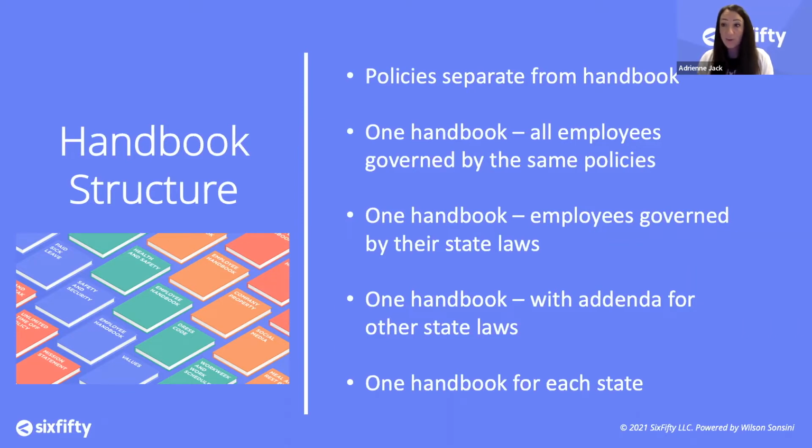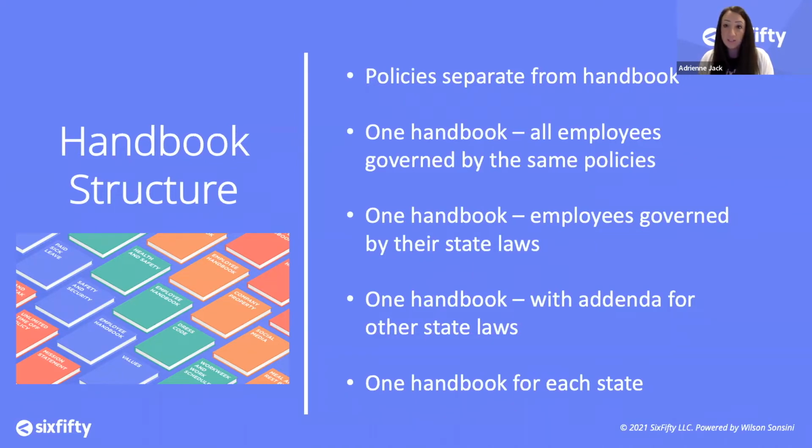The downside to this approach is that companies may be required to provide benefits to employees that they would not otherwise be legally required to provide. And this could be costly to a company. So depending on where the company has employees and how many employees are in each state, this approach may or may not make sense for a particular company.